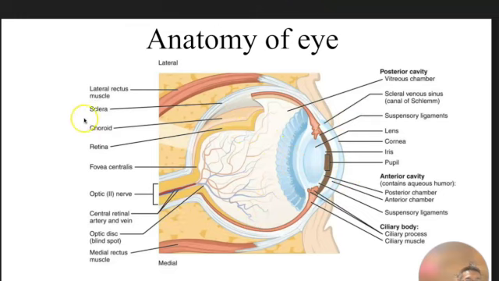Okay. Second layer is called the vascular tunic, which comprises the choroid layer. Choroid layer is the second layer. Okay. So what it does is it provides blood and nutrients to the eye. And the third layer is the neural layer or neural tunic, which provides nerves, like sensation. Okay.